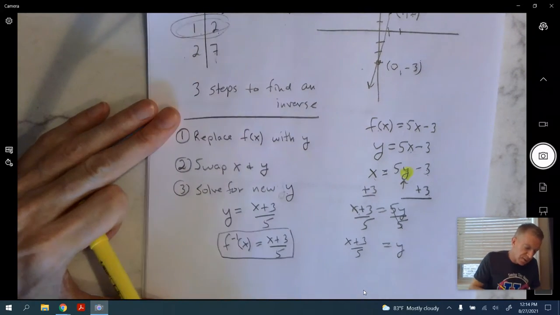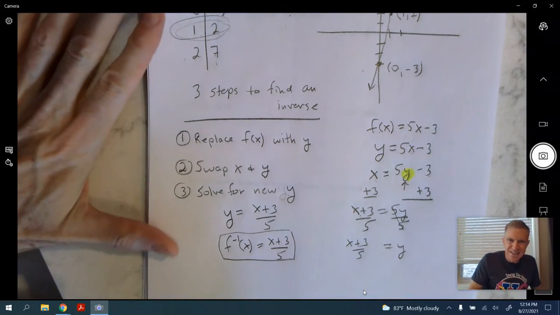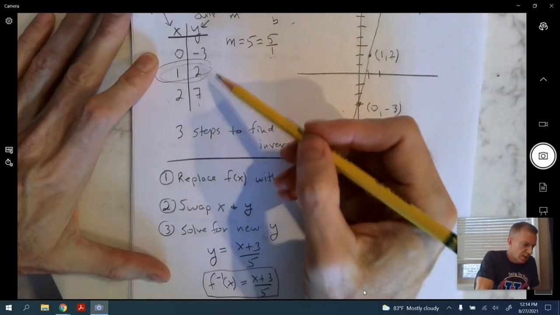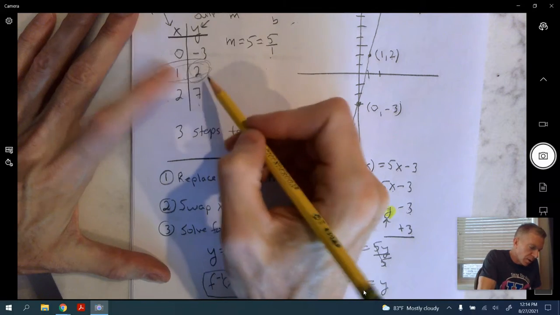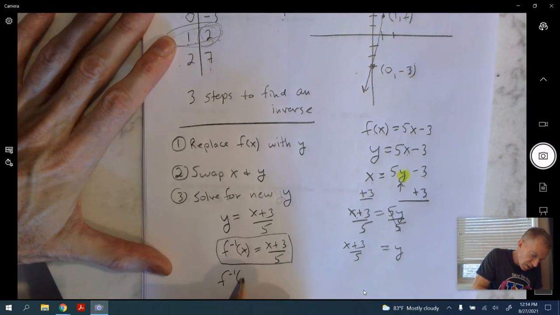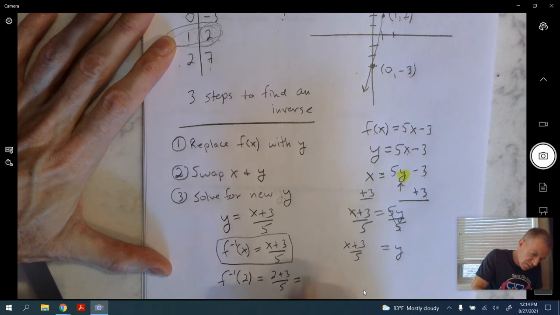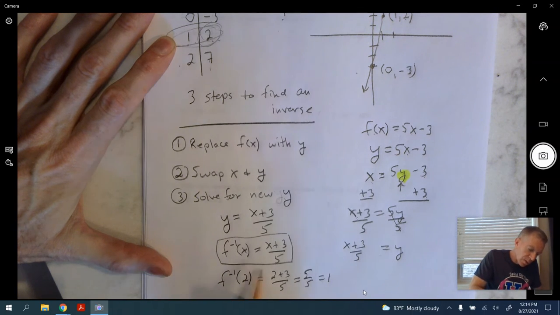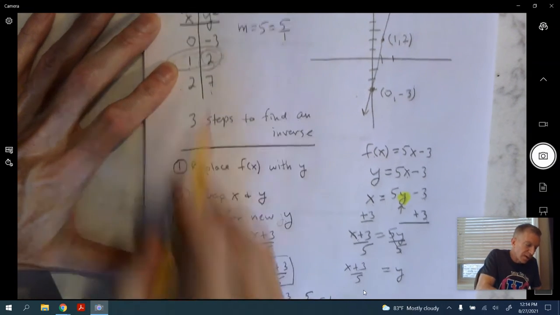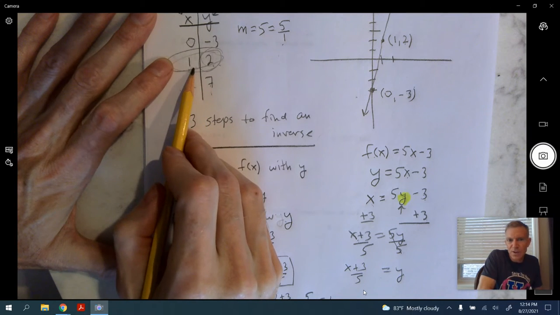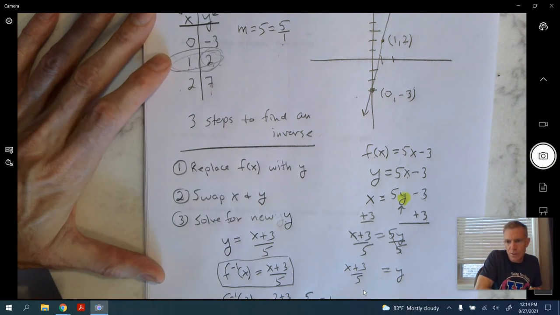That's your inverse function. So now let's test it out. Let's take these values. If 2 was our input, it should spit out a 1. So let's do f inverse of 2 equals, you replace the x with the 2, plus 3 over 5. Plugged in the 2 there for x, 5 over 5, and we get 1. So when our input is 2, our output is 1.